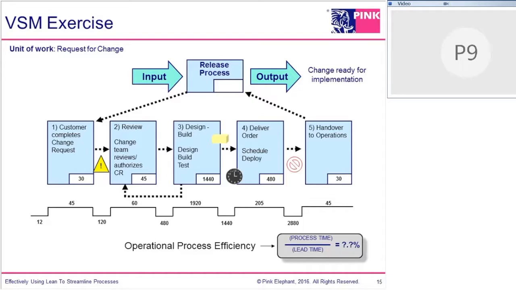We don't have the answer down here, so we need the process time. Get your calculators out, and we need to add up all of the numbers at this level. So we need to do an addition. I need 45 plus 60 plus 19, 20 plus 205 plus 45.